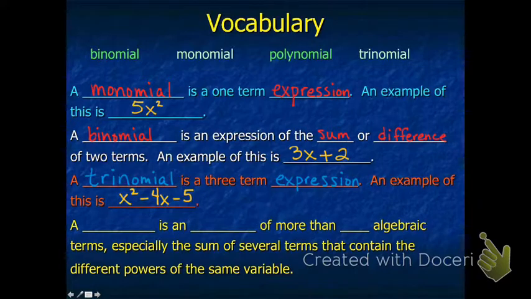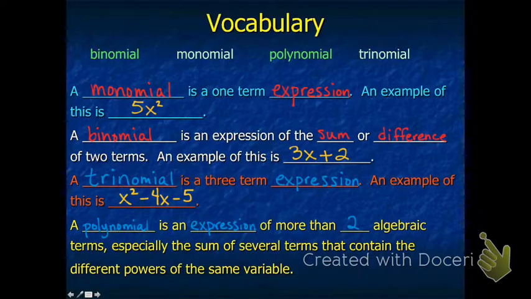And then we have the last sentence. And I think you know the word that goes in there. It's going to be polynomial because that's the one we haven't used yet. But it is a polynomial is an expression of more than two algebraic terms, especially the sum of several terms that contain the different powers of the same variable. So what does that mean?